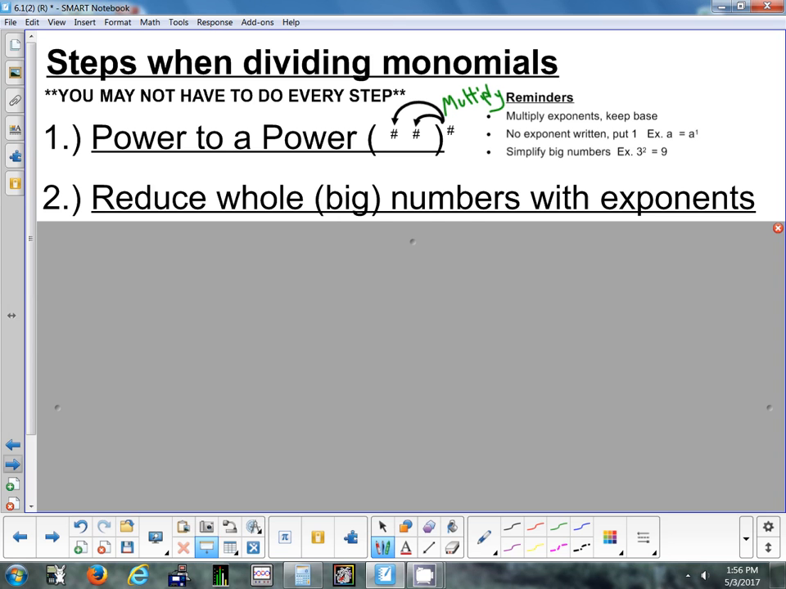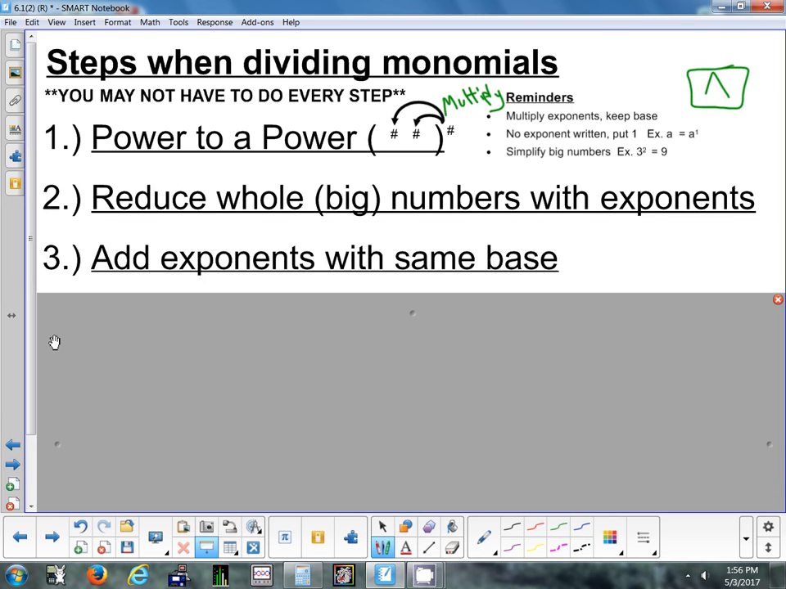Remember, you're taking whatever the base is and multiplying it together as many times as the exponent says. 5 to the third, 5 times 5 times 5. If you're not sure, use a calculator. Hit the little upside down V button on your calculator, and that will tell you as well. If you hit the number, whatever number the base is, then that little button, and then the exponent, it'll give it to you. So reduce the whole numbers with exponents. You may not always have it either.